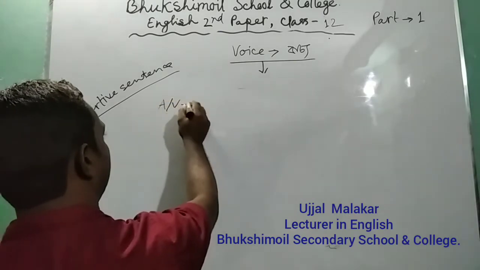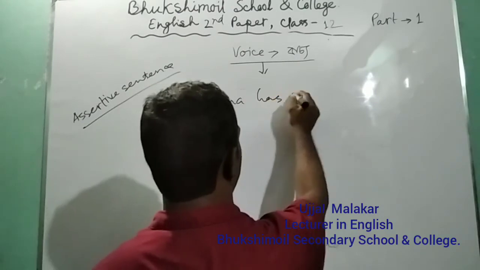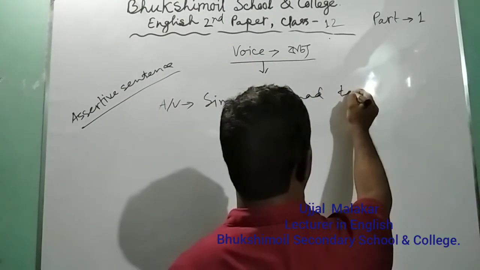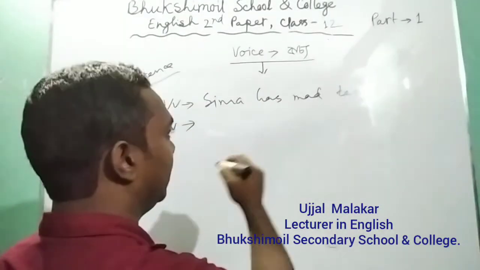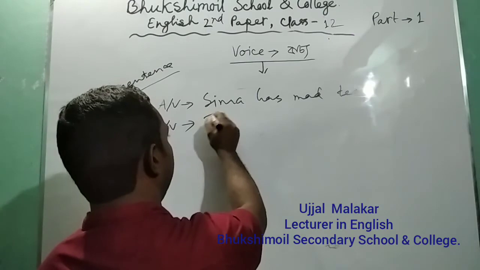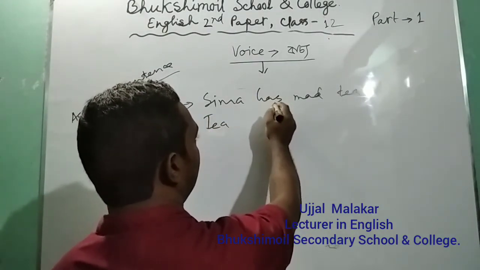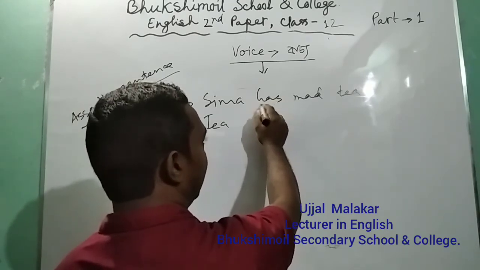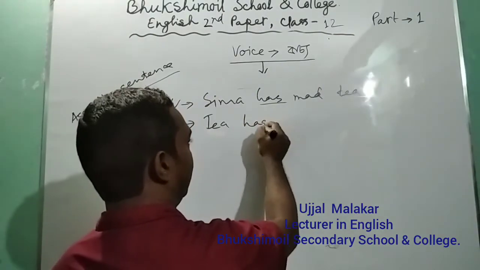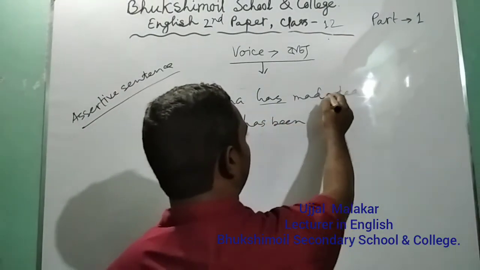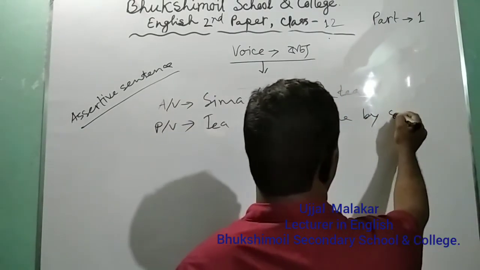Active voice: Shima has made tea. We know that object comes first, tea, then auxiliary verb. We know that if you find have, has, had, we can use has been according to this subject, has been. Then comes B3 made, then comes by, then comes subject.